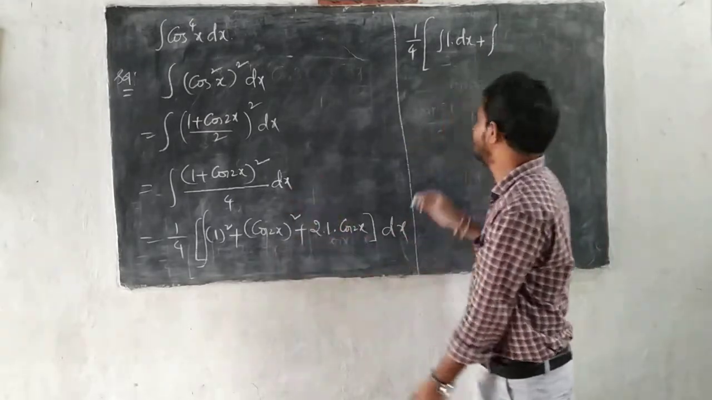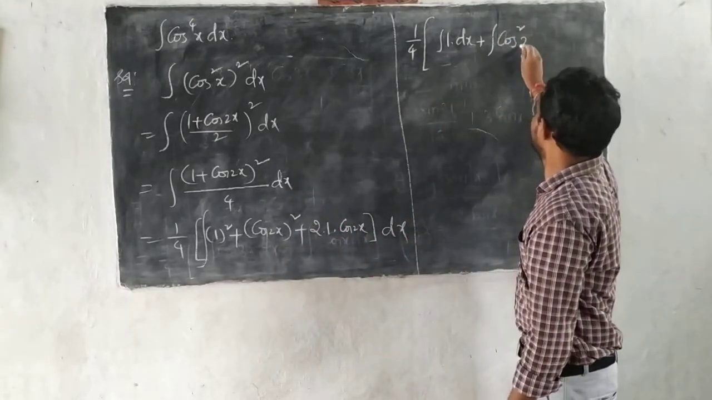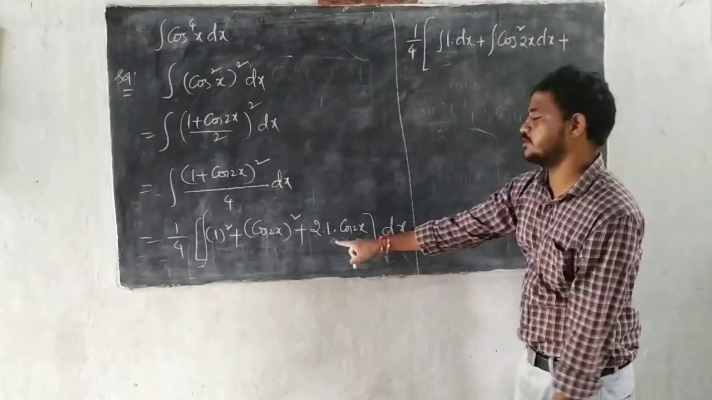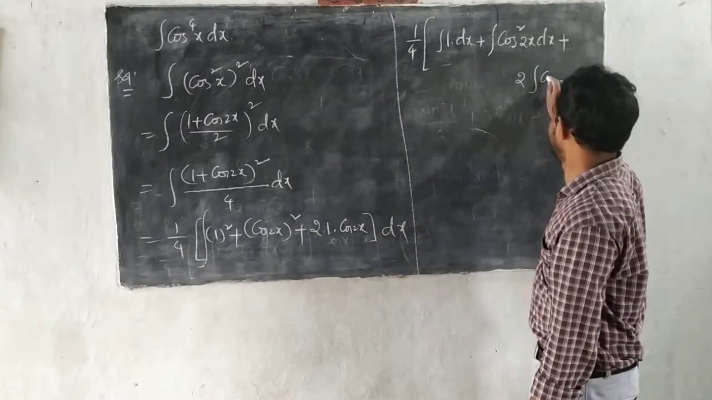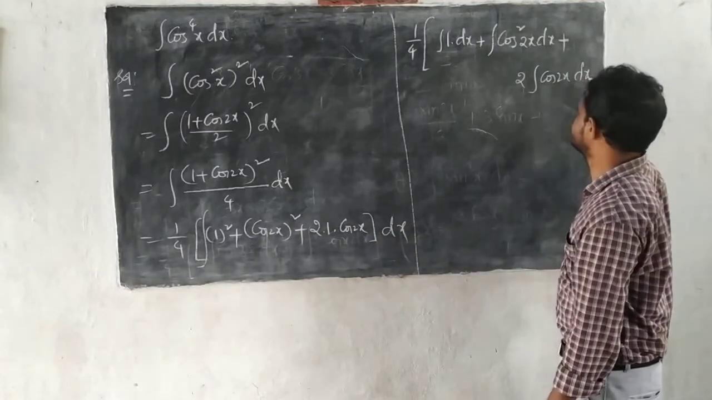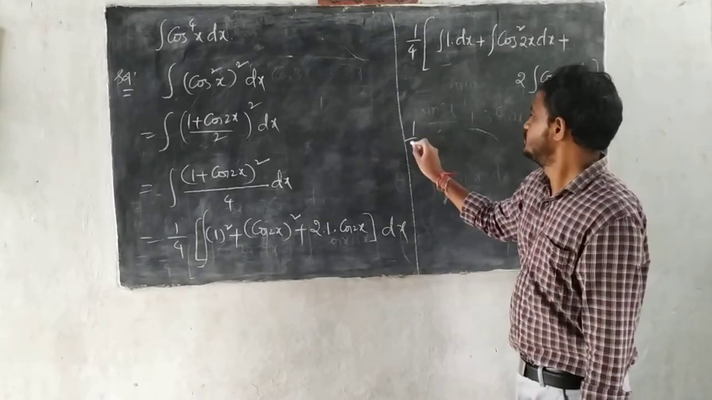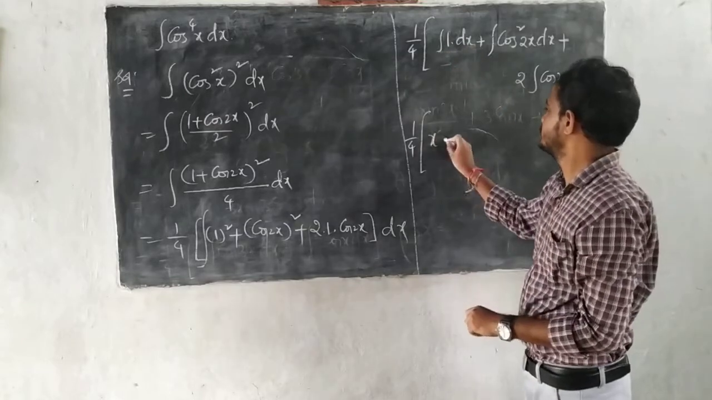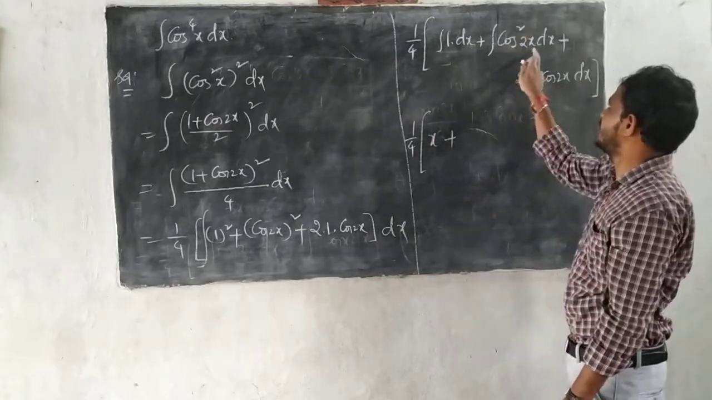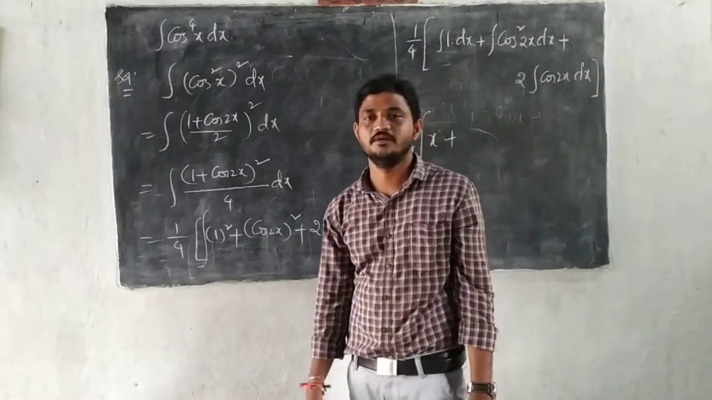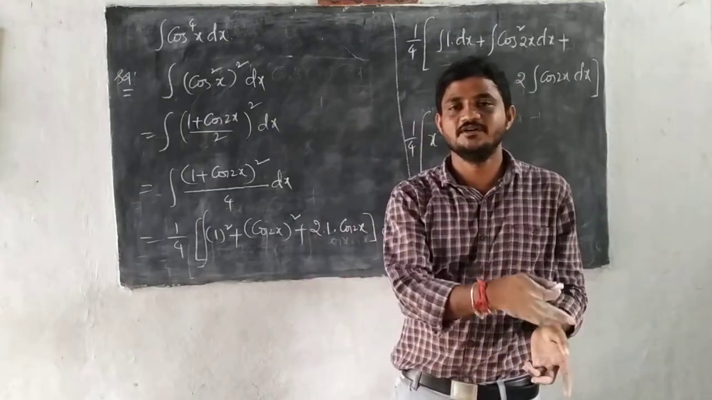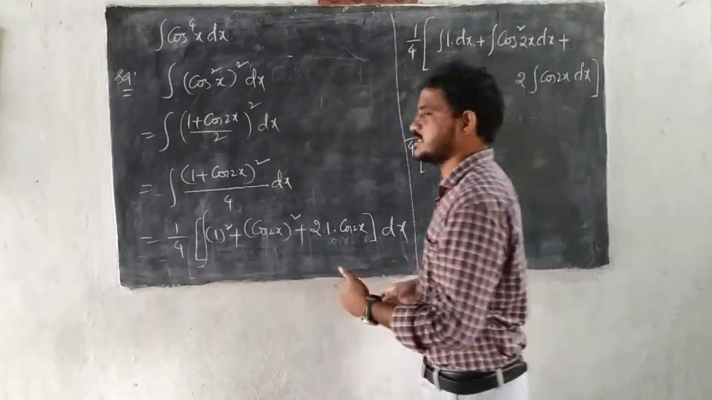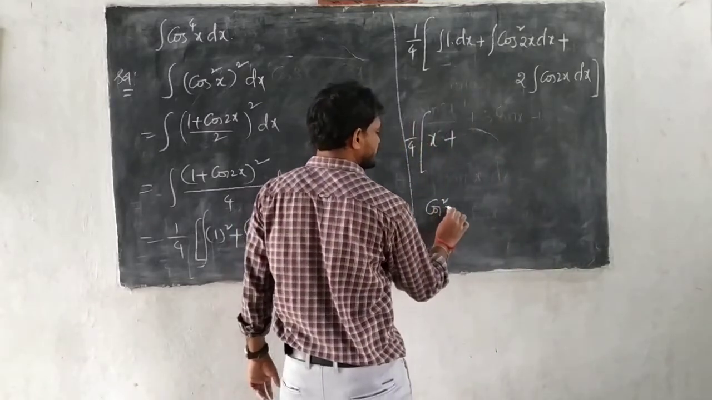Cos 2x whole square, which we can write as cos square 2x into dx, plus the third term, 2 into cos 2x. So write 2 outside, integration of cos 2x dx. Close the bracket. So 1 by 4 of integration of 1 into dx is x, plus here integral cos square 2x. Again the same problem. Already we have solved this problem. For cos square 2x, we use the cos square x formula.